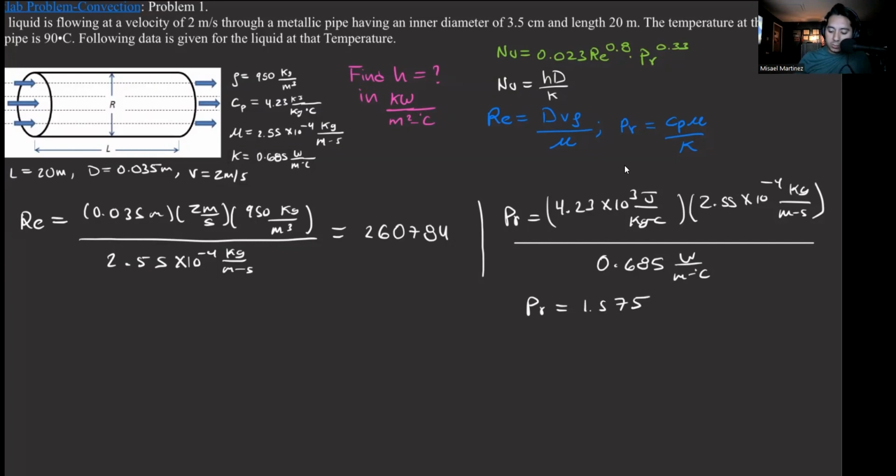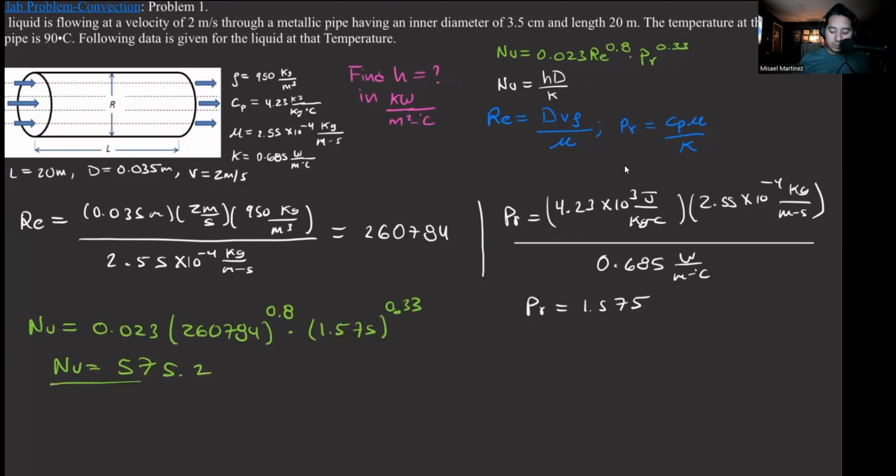Now knowing this, we can plug it in for our Nusselt number. Nu will be 0.023 times 26,784 to the 0.8, times our Prandtl, 1.575, to the 0.33, and we get a Nusselt number of 575.2. Once again, all of these are unitless numbers.